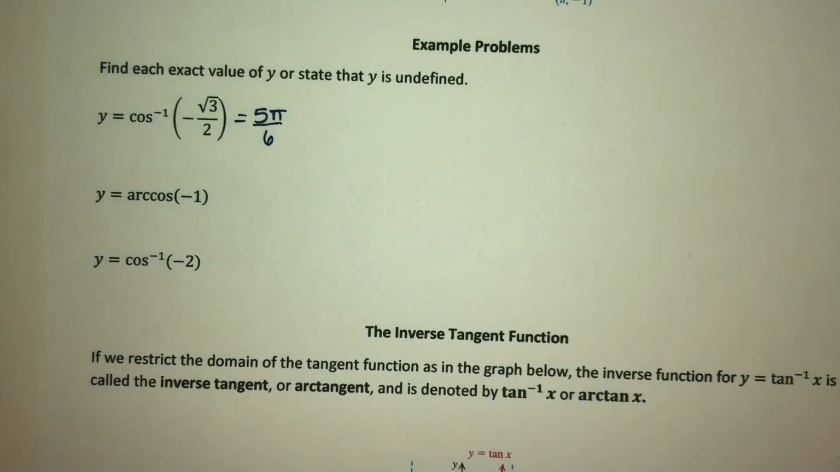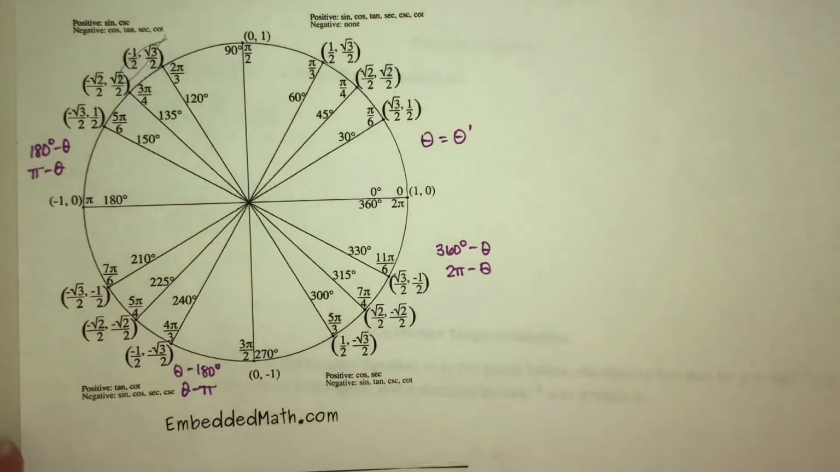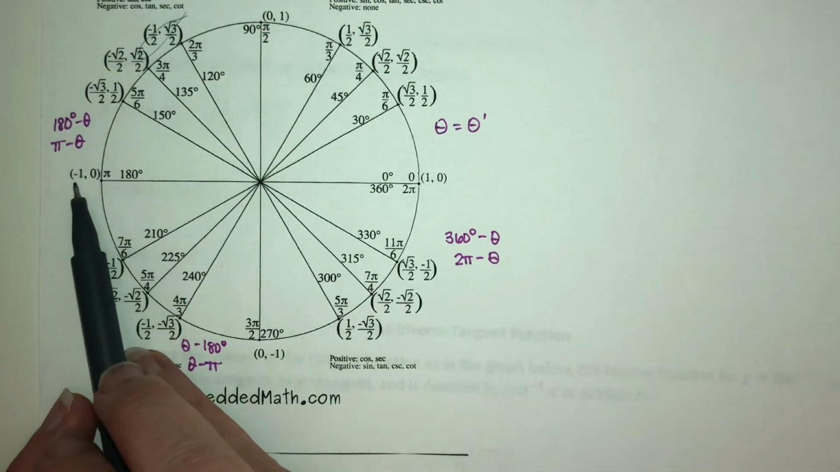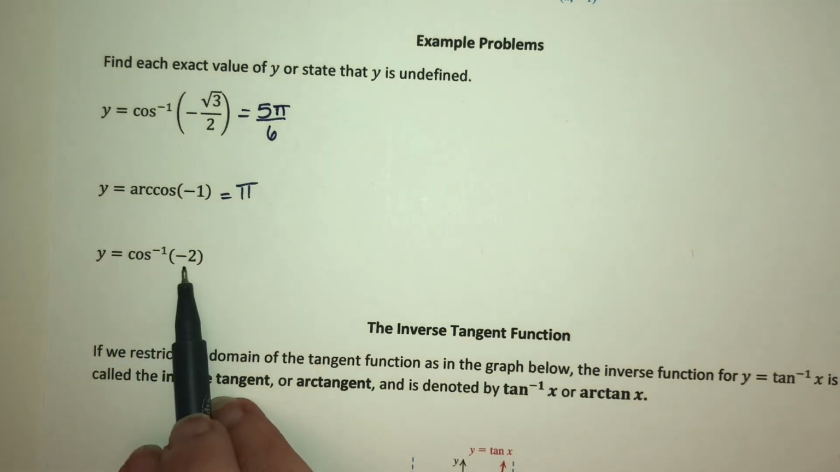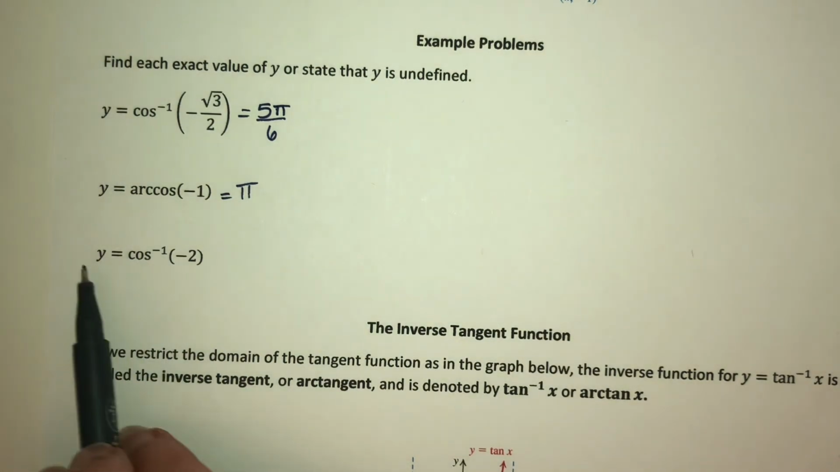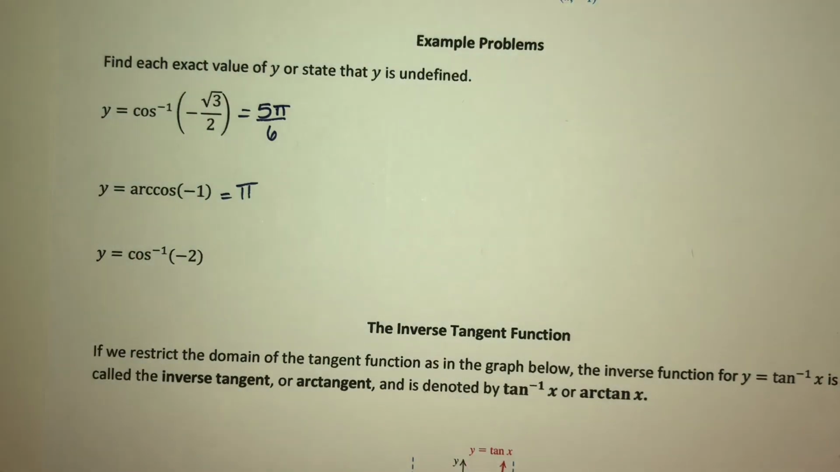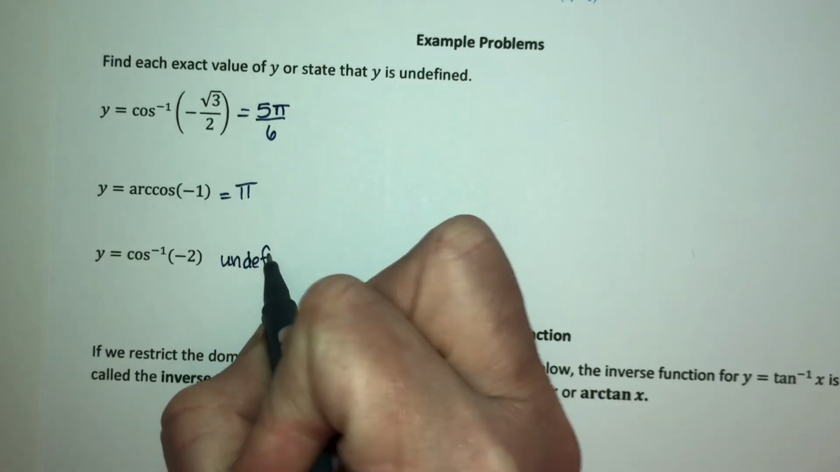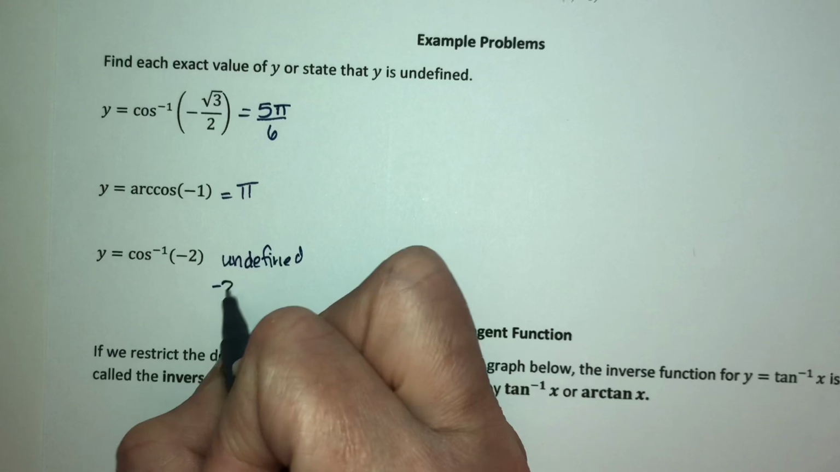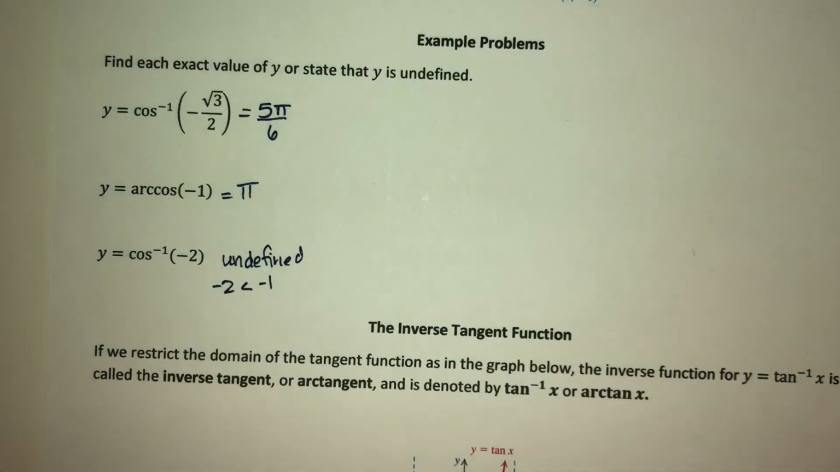All right. What is arc cosine, which is inverse cosine of negative 1? Well, where is cosine equal to negative 1? Over here at π. And inverse cosine of negative 2? Well, we can only get answers from regular cosine between negative 1 and 1, so this is undefined, because negative 2 is smaller than negative 1, and therefore it is not in our domain.